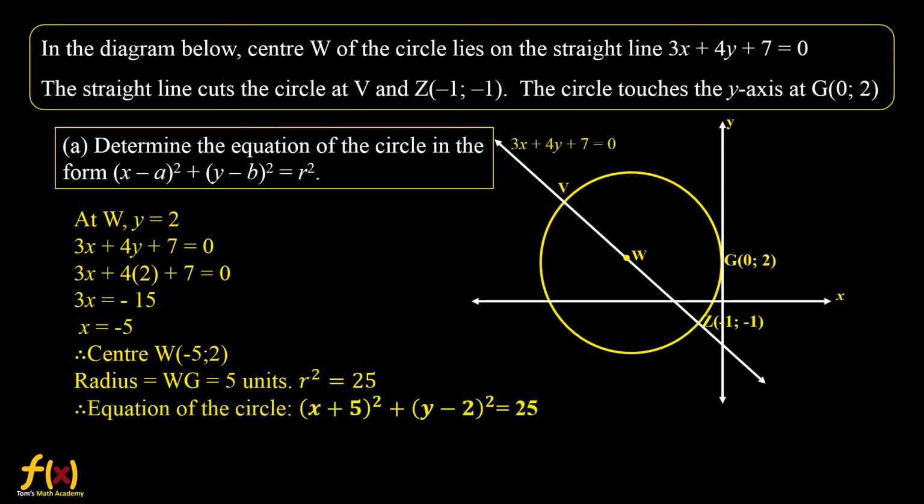Equation of the circle now: (x - a)² + (y - b)² = r². We use the center and the radius. We write the equation (x + 5)² + (y - 2)² = 25.